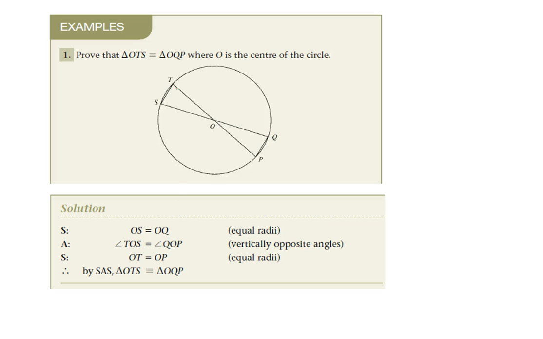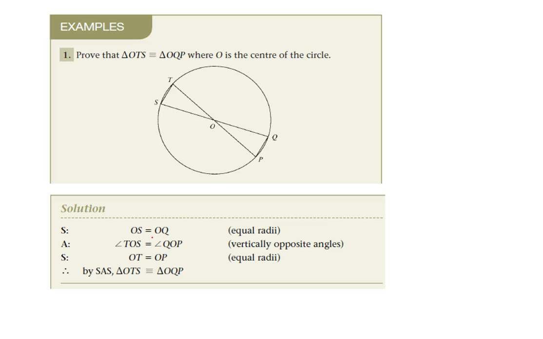Angle TOS is equal to angle QOP. Now they are vertically opposite angles. And side OT is equal to OP. So that's the three conditions there. So we have side, angle, side. Just note how concisely it's written over here.